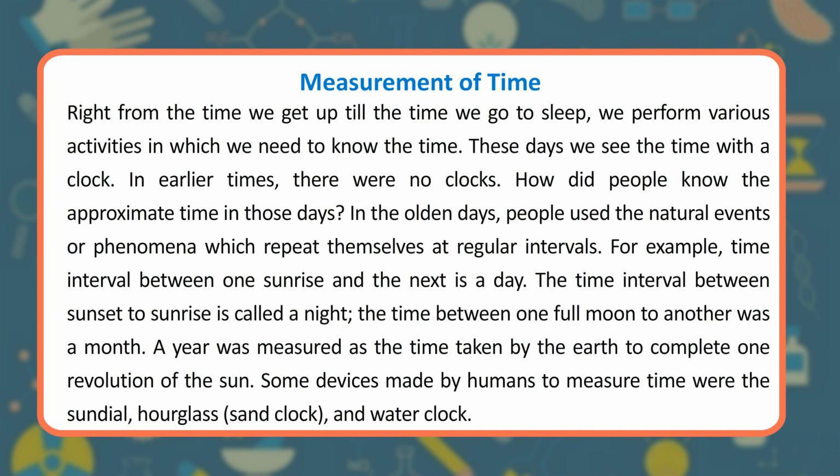In the olden days, people used the natural events or phenomena which repeat themselves at regular intervals. For example, the time interval between one sunrise and the next is a day. The time interval between sunset and sunrise is called a night. The time between one full moon to another was a month. A year was measured as the time taken by the earth to complete one revolution of the sun. Some devices made by humans to measure time were the sundial, hourglass, sand clock, and water clock.